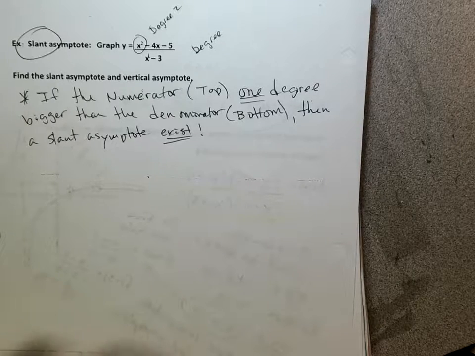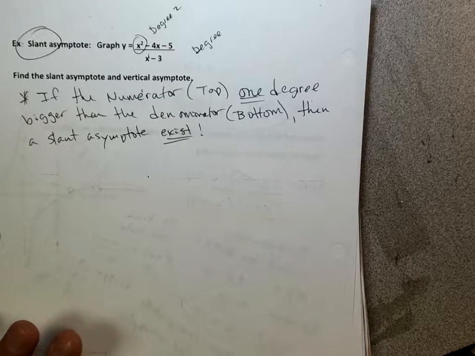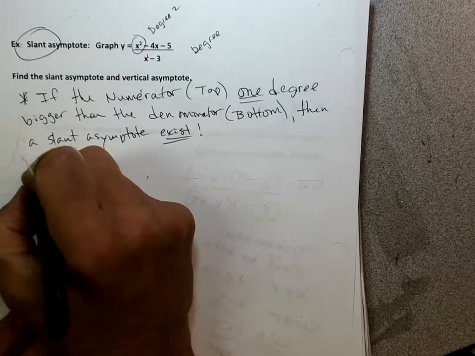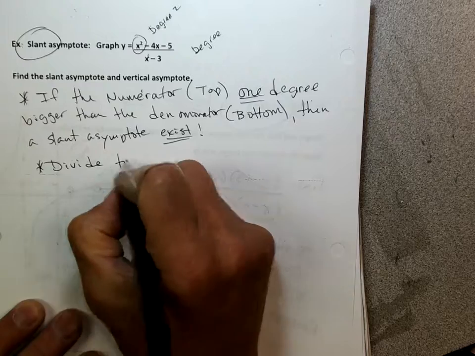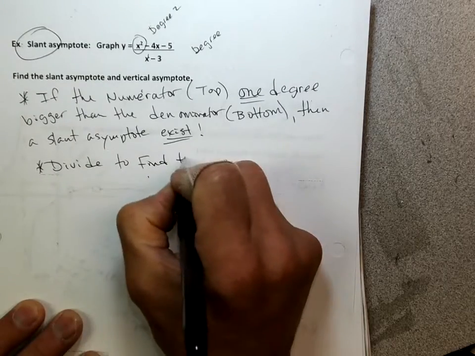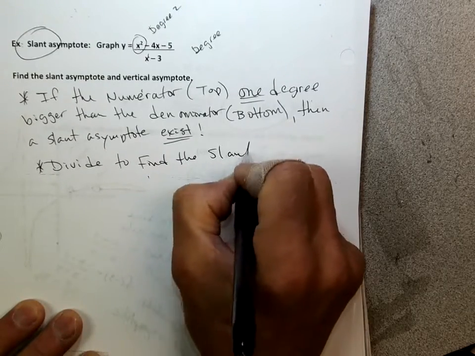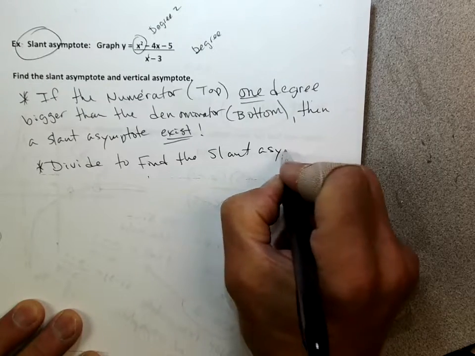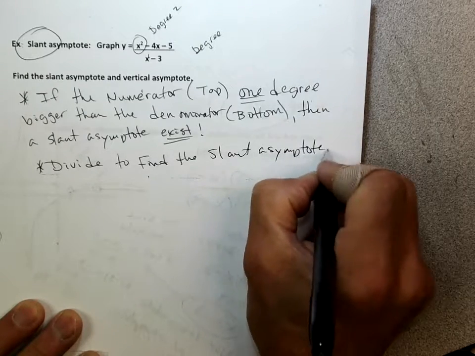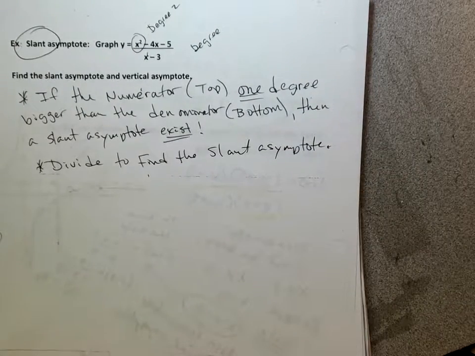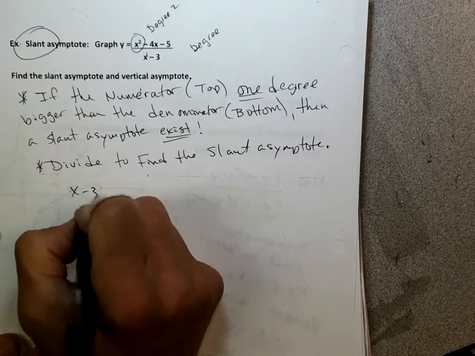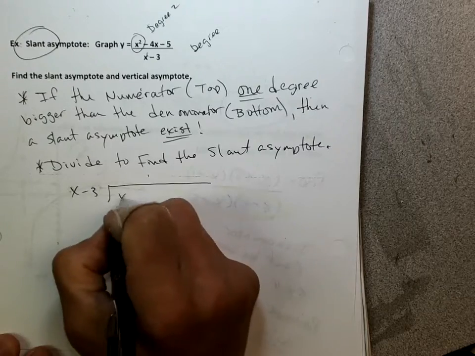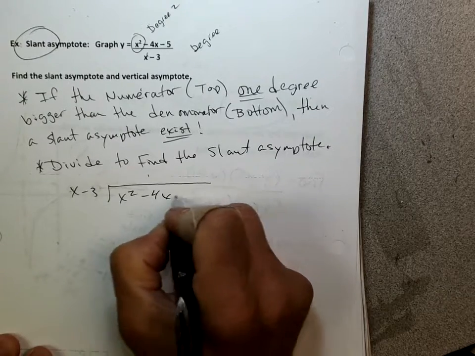Now, how do we find the slant asymptote? We do division. You have to divide to find the slant asymptote. So I'm going to have to divide x minus 3 into x squared minus 4x minus 5.